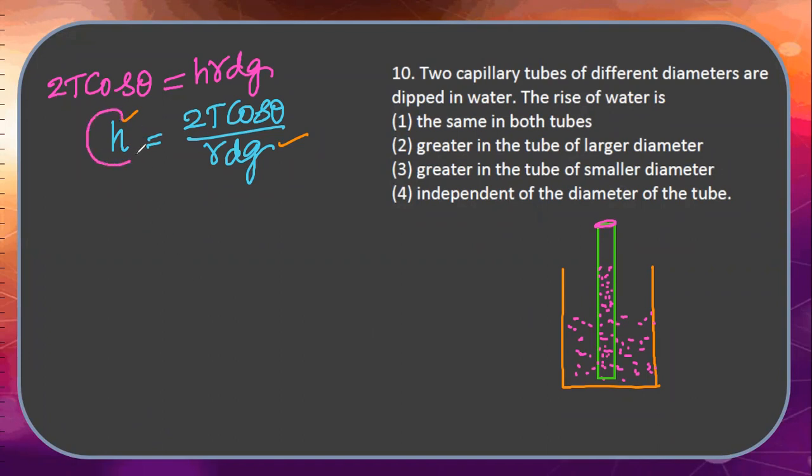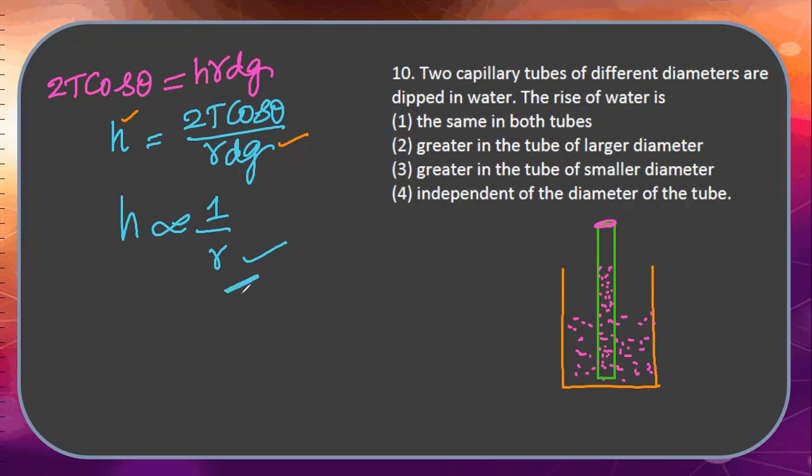How? The height of the liquid that rises in the capillary tube depends upon the diameter or radius of the capillary tube. Then H is inversely proportional to R, meaning if the radius is more, the height raised is less. If the radius is less, the height of the liquid raised will be more. Similarly, if the diameter of the capillary tube is more, the height raised will be less.